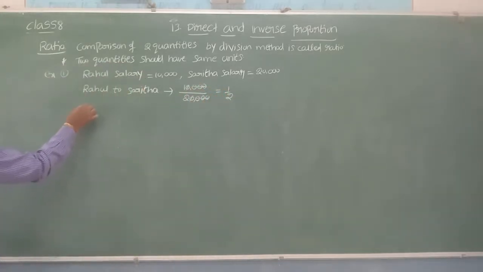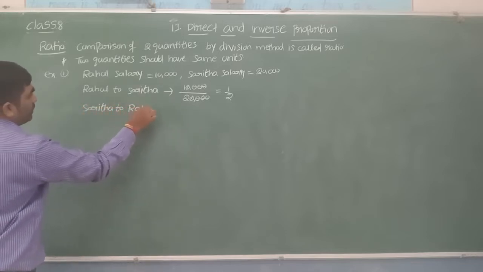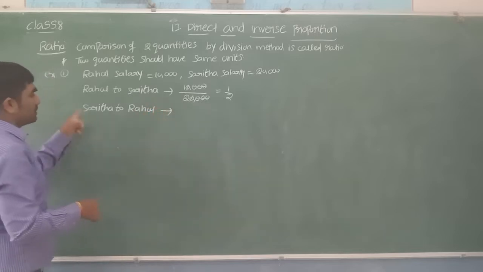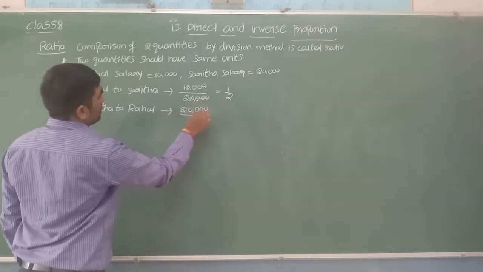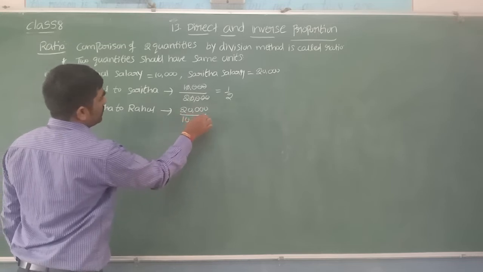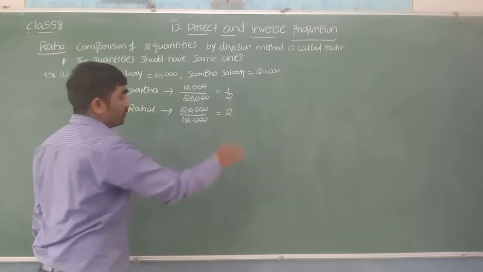And let us compare the salaries of Sarita to Rahul. First we write Sarita's salary: 20,000 by 10,000. Simplifying, I got 2 by 1, which means 2.